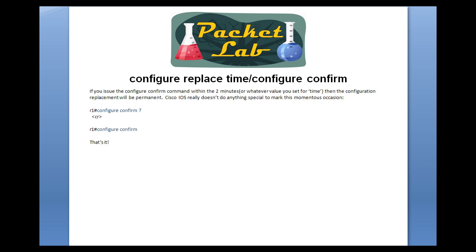Now, if within our time period, in this case 2 minutes, we do decide that we want to keep the configuration replacement with the file that we specified, all we have to do is, from enable mode, issue the configure confirm command. You can see there are no parameters with that command, and it really doesn't do much for you. It doesn't say, okay, configuration has been confirmed, we're keeping this configuration. You enter this command and that's it. Kind of anticlimactic. But once that 2-minute window elapses, it's not going to restore the configuration replacement configuration. Yes, it could get to be kind of complicated.